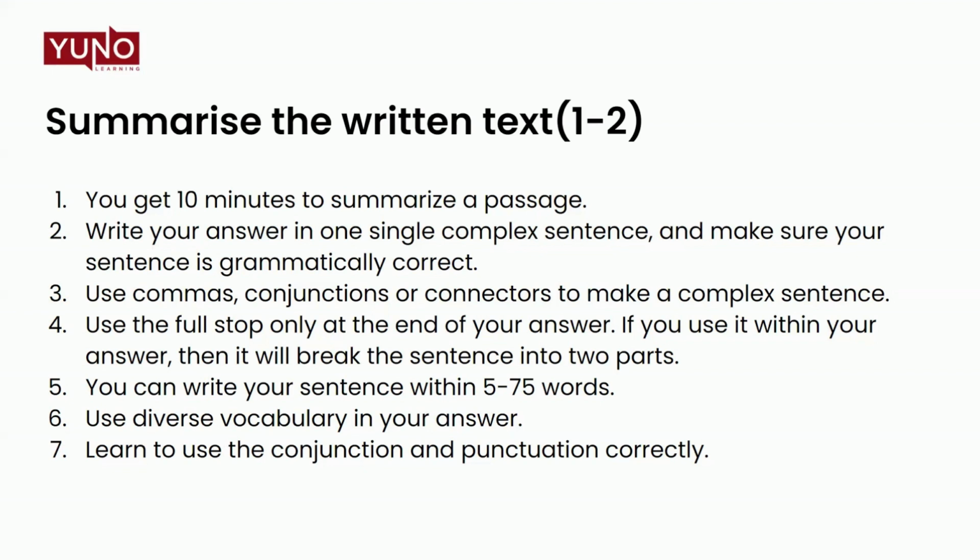So a complex sentence is one in which you use subordinating conjunctions such as because, although, even though, if. Unless, until. These kinds of conjunctions are used to join different clauses. So use commas, conjunctions, or connectors to make a complex sentence. And you can write your sentence within 5 to 75 words.